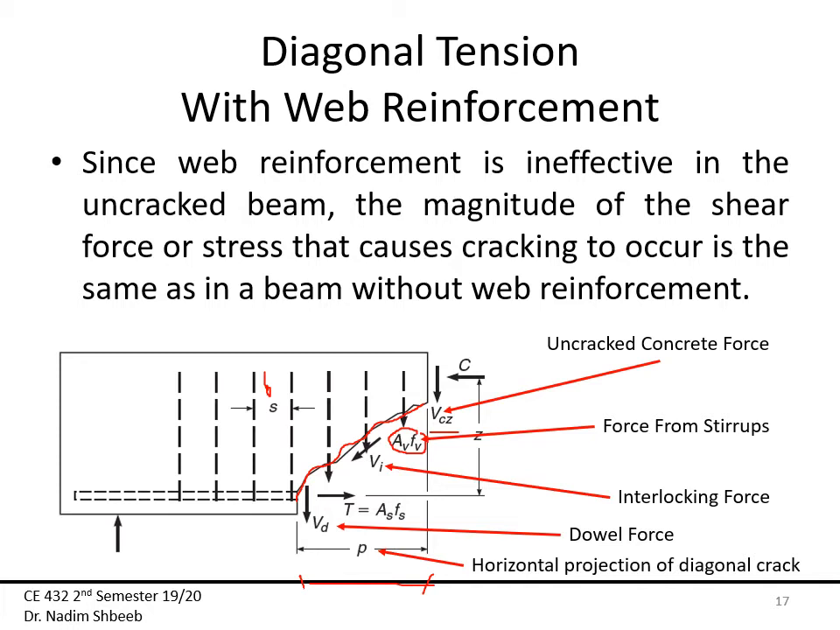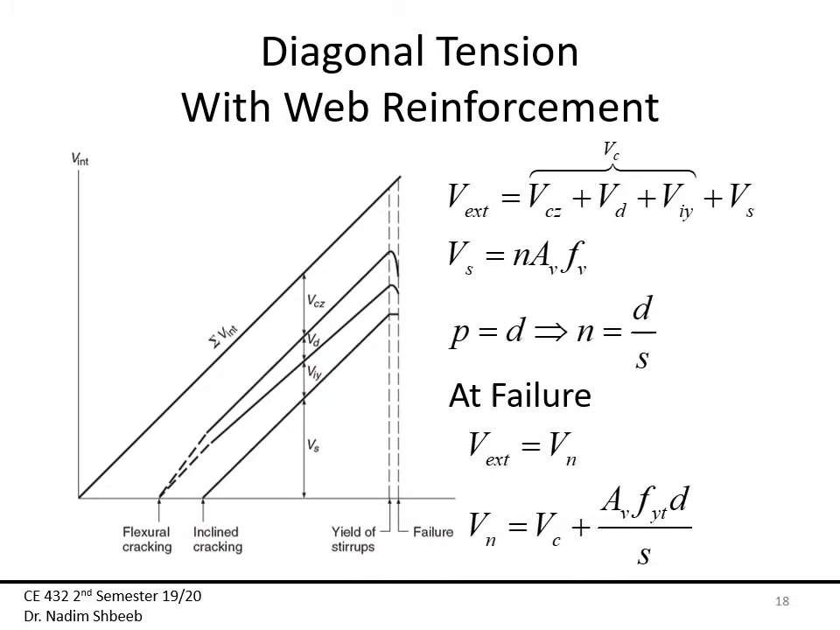So again, what are the forces that will interfere with this crack? Again, it's the compression or the uncracked concrete force, which is usually in the compression zone. Then I'm going to have the forces from the stirrups, which is the area of the stirrup times the stress in the stirrup, which we usually call Av times fv. Then I have an interlocking force, and this is usually due to the aggregates of concrete. And then I'm going to have the dowel action that is present in the longitudinal reinforcement. These now are parts of the internal shear forces that will actually resist the external force.